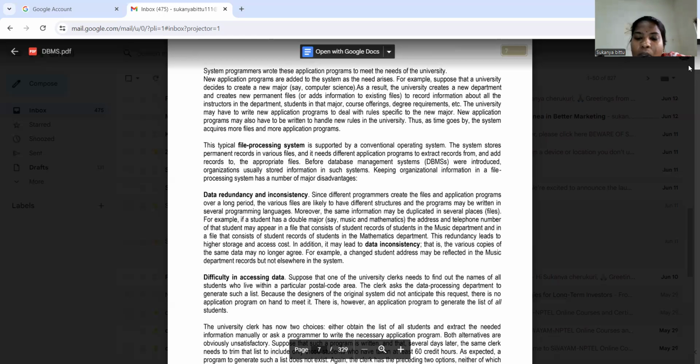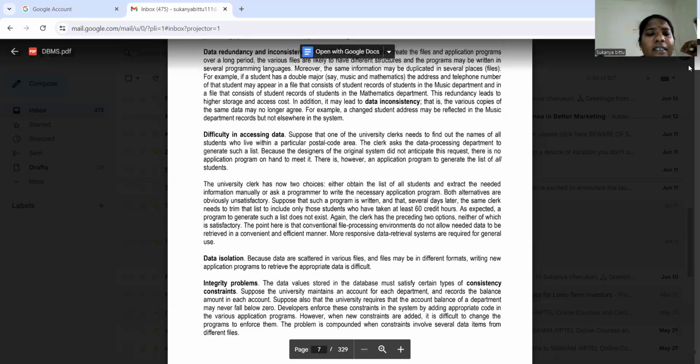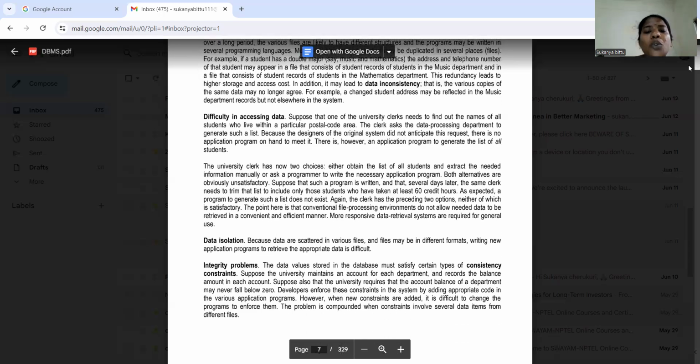So the clerk asks the data processing department to generate such a list, because the designer of the original system did not anticipate this request. There is no application program on hand to meet it. There is, however, an application program to generate the list of all the students, right? So the university clerk has two choices: either obtain the list of all the students and extract the needed information manually, or ask programmers to write the necessary application program.